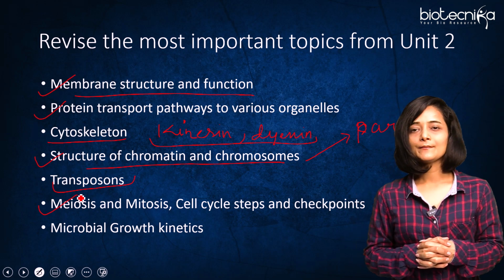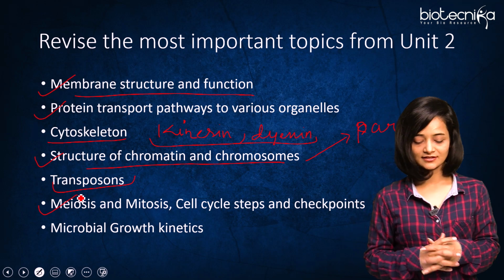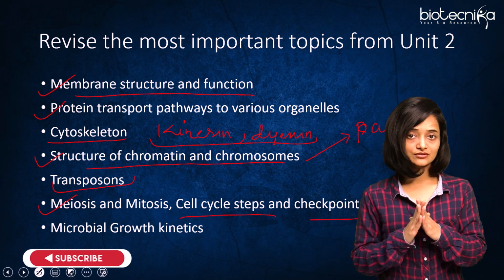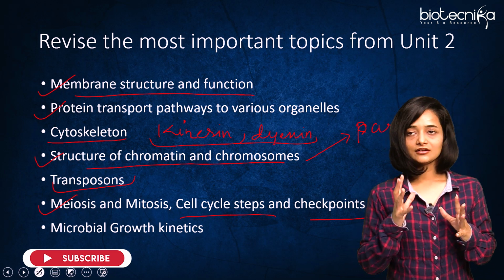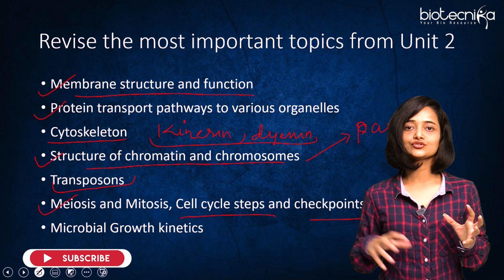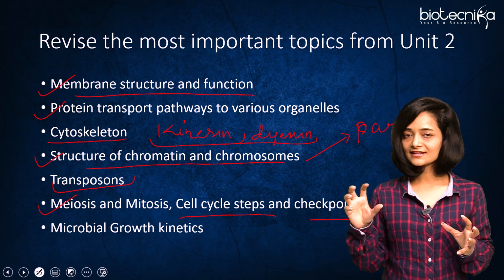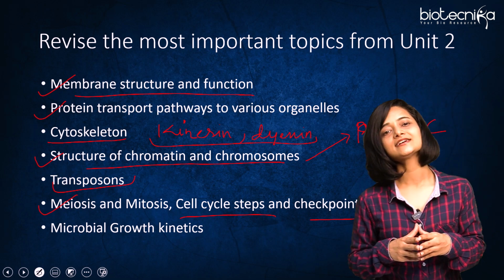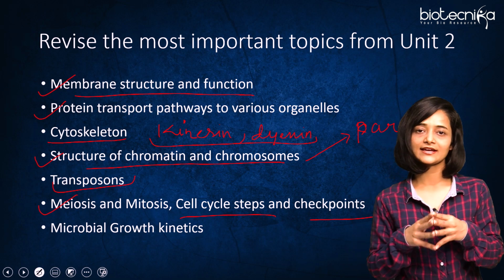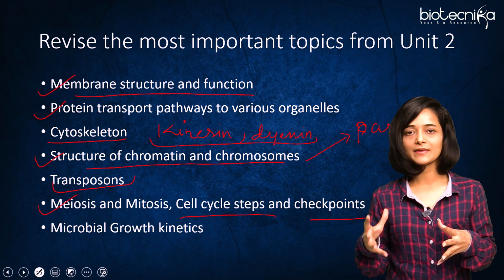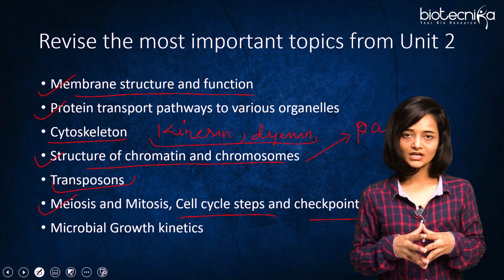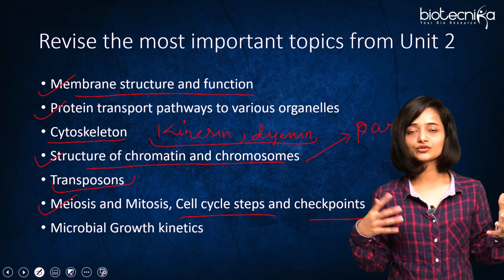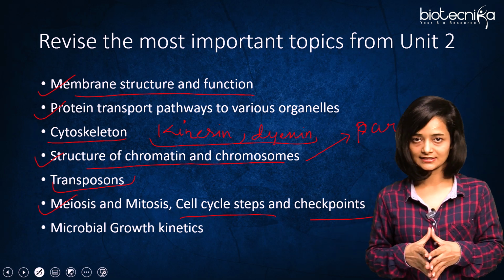The next important topic is meiosis and mitosis, cell cycle steps and checkpoints. This is a very important topic that you need to study. And this topic is very much related to the Unit 4 topic, cancer biology and apoptosis. In the CSIR NET syllabus, most of the questions on the cell cycle are combined with cancer biology and apoptosis. So what you can do is revise or study both of these topics from different units simultaneously.